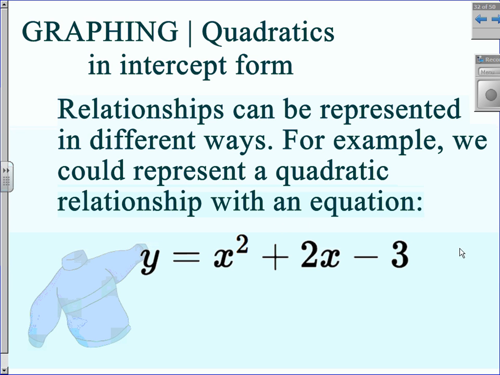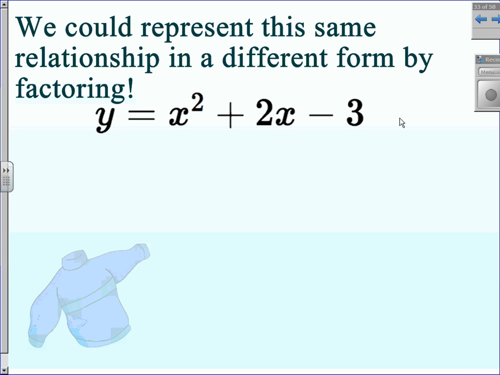So here's a quadratic equation, and this is the same quadratic equation. We could represent the same relationship by factoring. The factored form of this equation is (x plus 3) times (x minus 1). And since we are writing a form of an equation, we can write y equals for that. So y equals (x plus 3) times (x minus 1) would be the factorization of that quadratic. Now you have that particular equation in intercept form.